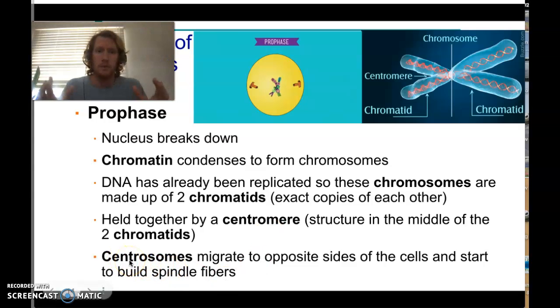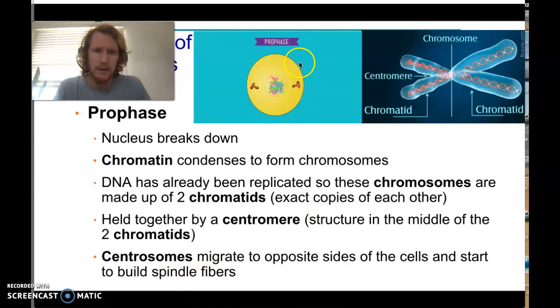Okay, the centrosomes, those T-shaped things, they migrate to opposite sides because remember they're going to be used to pull the DNA apart. These fibers that they produce to grab onto and pull are called spindle fibers. They're starting to form in this phase, and you can see them right there start to pop out. All right, I'm going to go to the next slide.